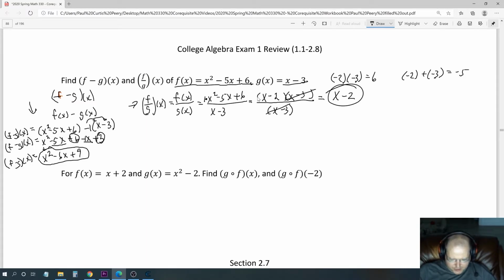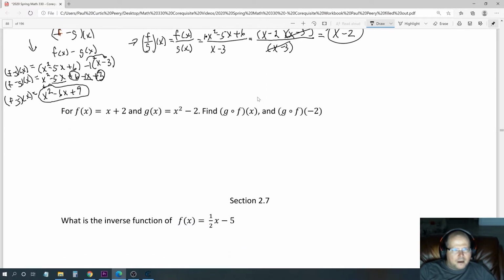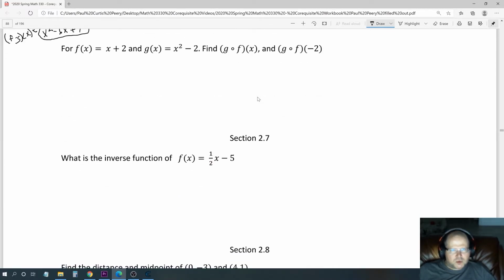Okay, so let's move on to composite, sorry, composite function notation. Okay, so this is asking a little bit different.